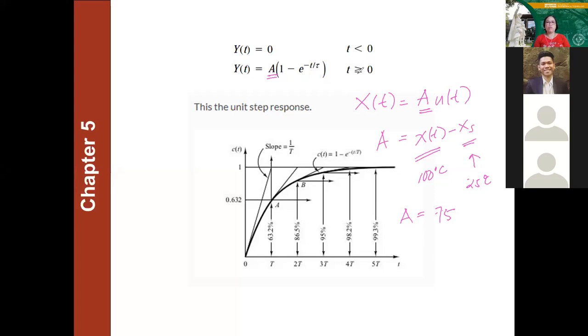More questions? Okay, there's none, so I will skip this one. I think more or less you have 80 to 90% understanding of this. If you don't have any more questions, then let me just clear the board.